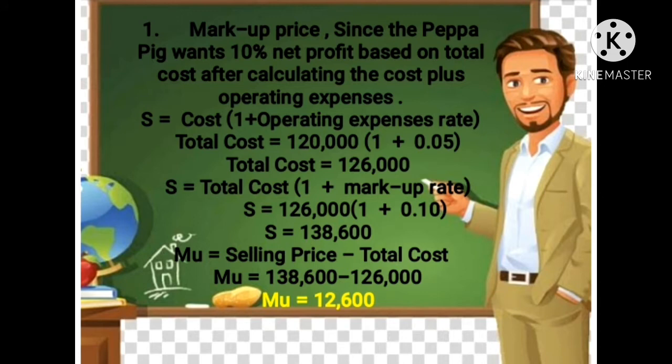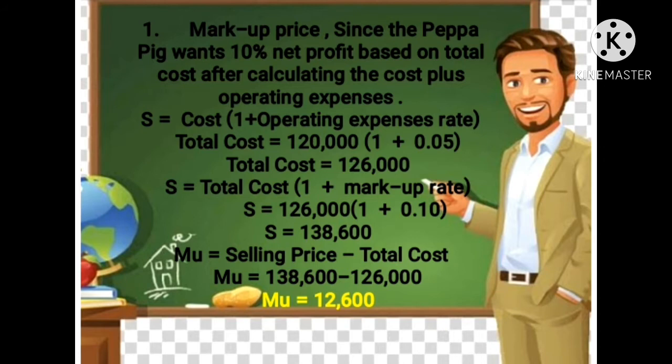So selling is equal to total cost times (1 plus markup rate). The total cost is 126,000 times (1 plus the markup rate, which is 0.10). Just like a while ago, after you add 1 plus 0.10, multiply 126,000 by 1.10, which is equivalent to 138,600. So that is the selling.